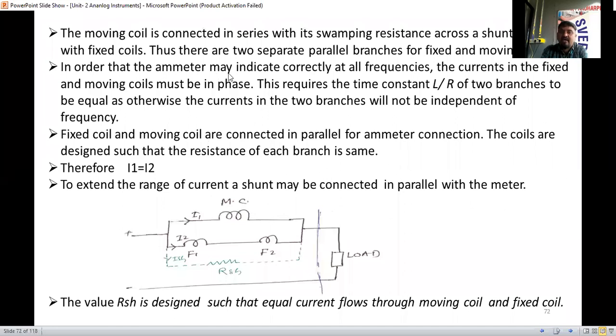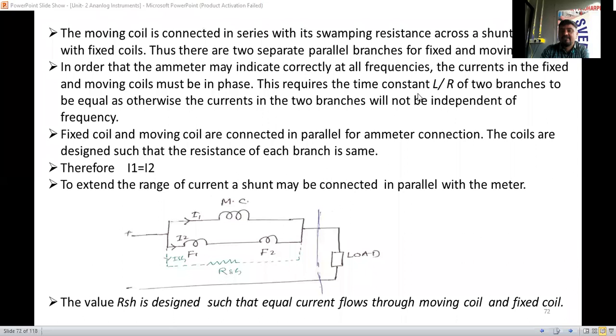In order that the ammeter may indicate correctly at all frequencies, the currents in the fixed coil and moving coil must be in phase. Both should be equal, with no phase difference at all. The current in the fixed coil and moving coil must be the same.